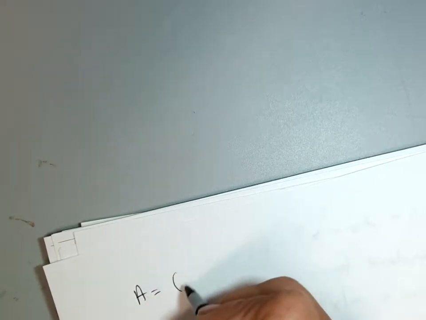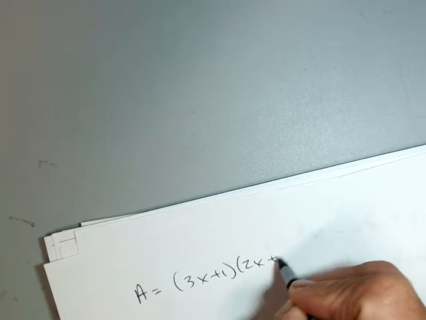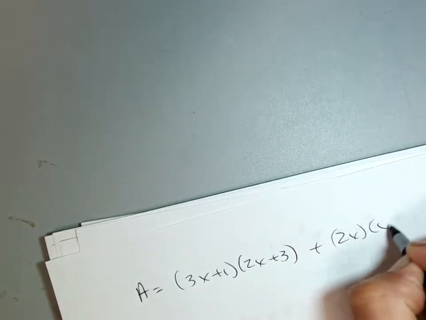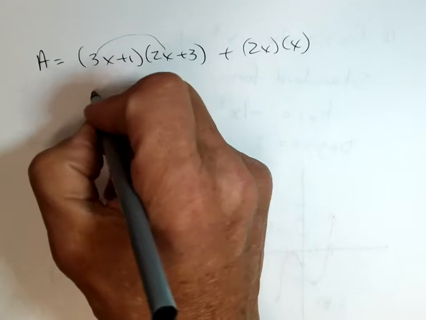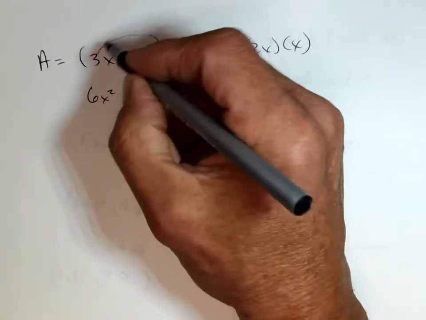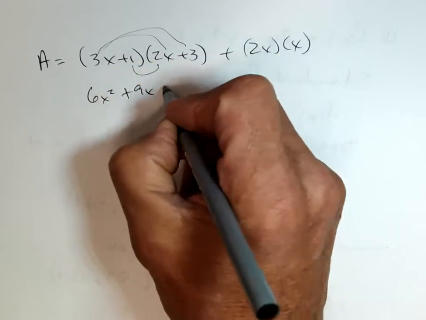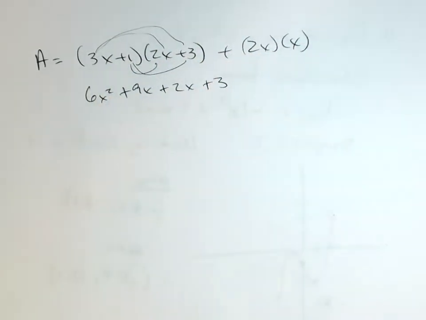Okay. So that's pretty messy. So I'm going to go ahead and do my area again, is equal to my 3x plus 1 times my 2x plus 3 plus my 2x times my x. Okay, let's simplify this, make it look better. Let's FOIL. 3x times 2x, 6x squared. 3x times 3, 9x. 1 times 2x, 2x. 1 times 3 is 3. Okay, I just FOILed it, right?